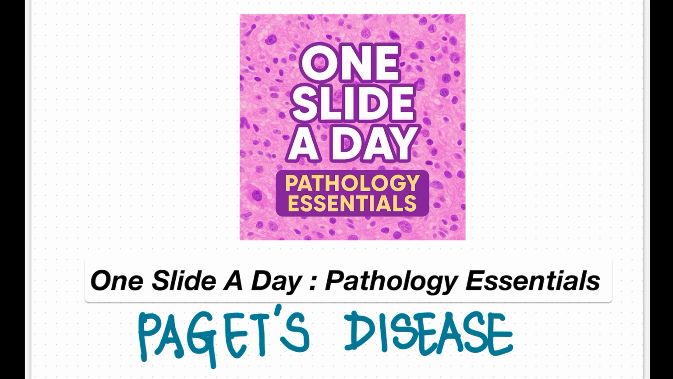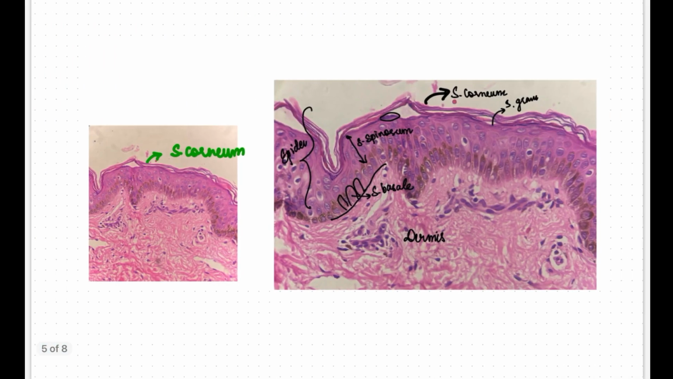Today we will be discussing a very commonly encountered disease that you usually see in breast, which is Paget's disease of the nipple. Before going to Paget's disease of the nipple, we know it involves the skin. As discussed in the previous videos, I think I've discussed the normal skin histology.